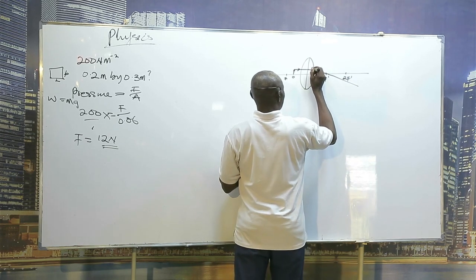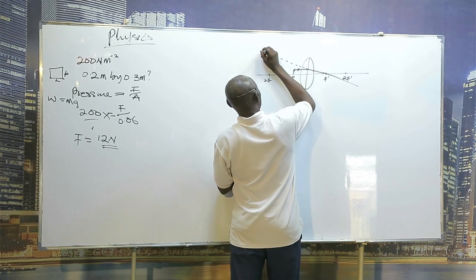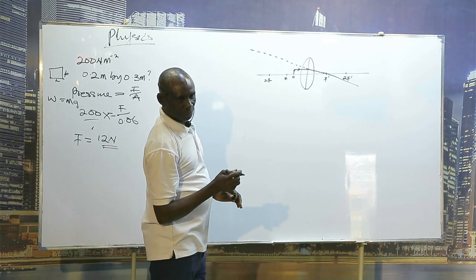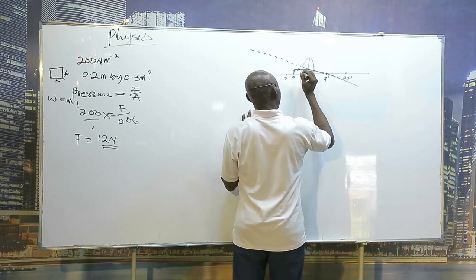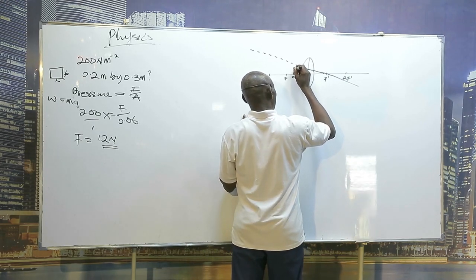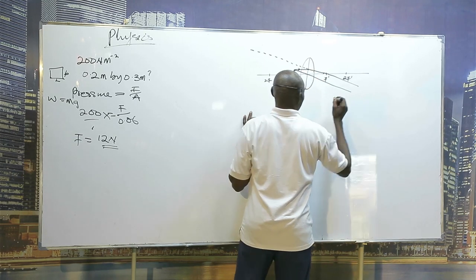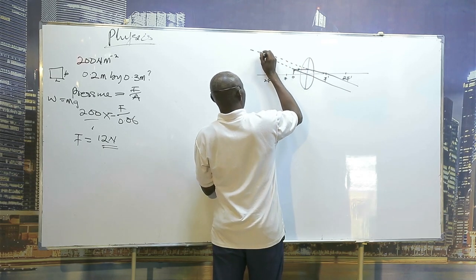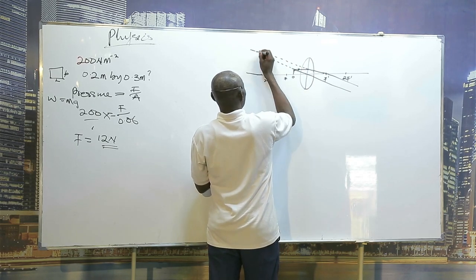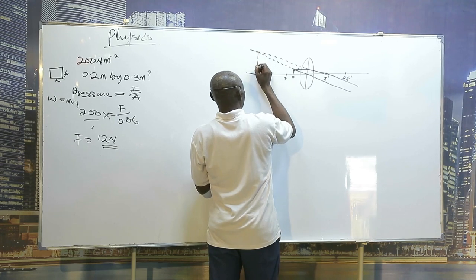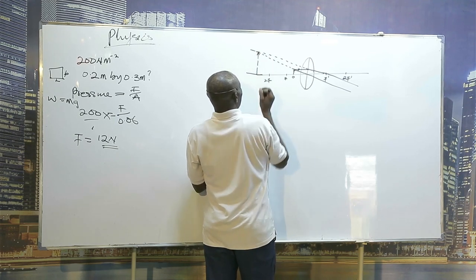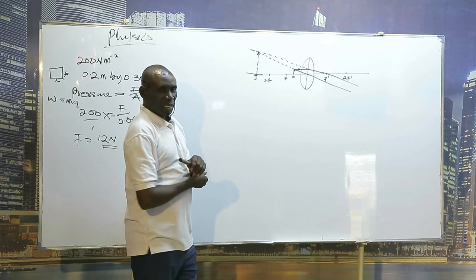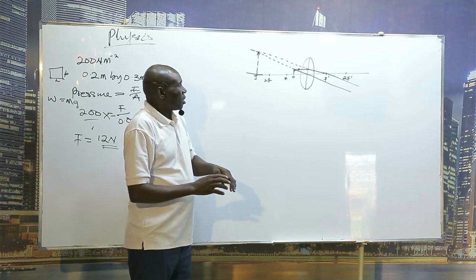But here now, passing through the F prime means its apparent will appear. And another one will pass through the center. So the same apparent will move to meet this one so that it will give you an enlarged image.